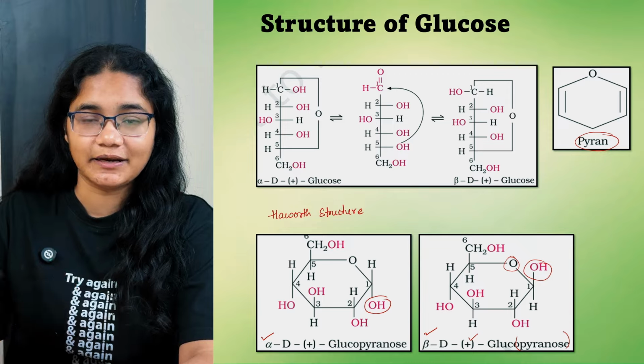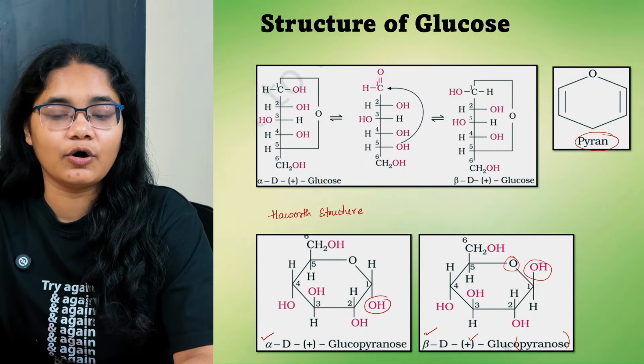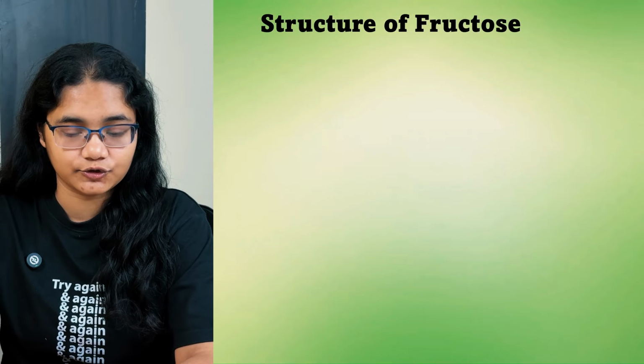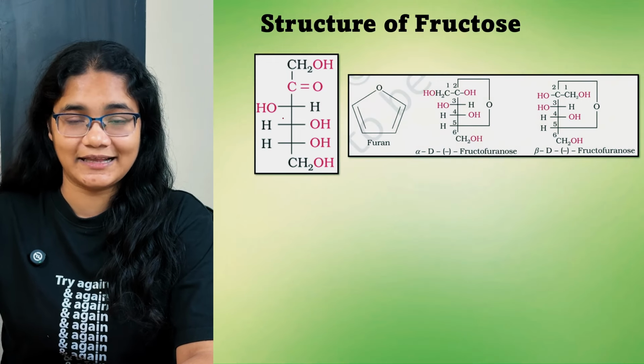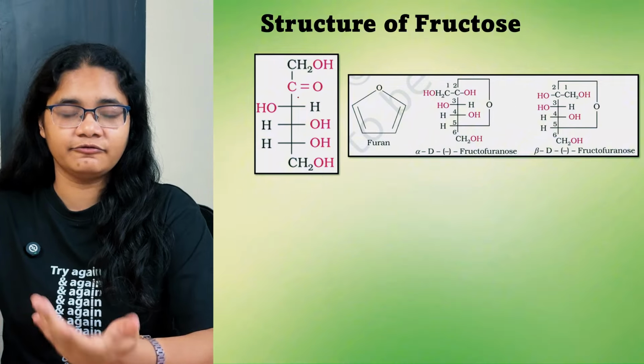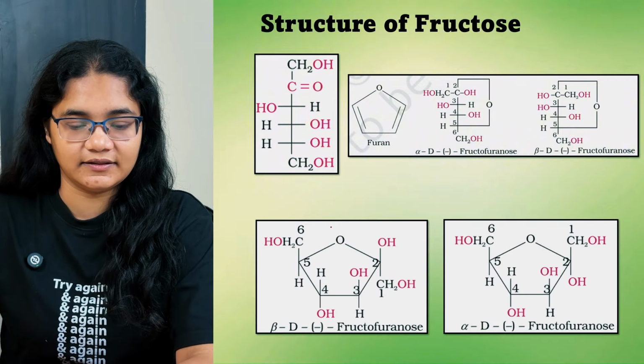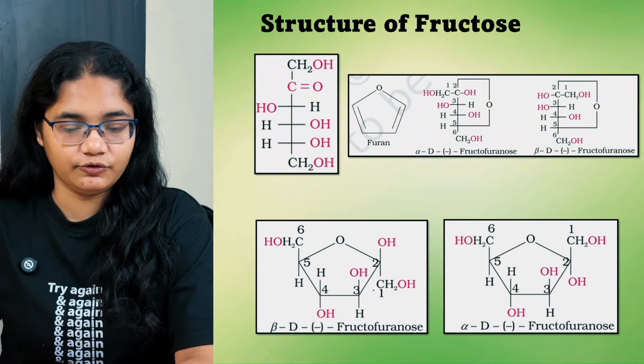So because of its similarity, it is named pyranose. Now, if you see the structure of fructose, fructose is a ketose. It has 6 carbons, but it has a ketone functional group, and it can also exist in the alpha and beta form.